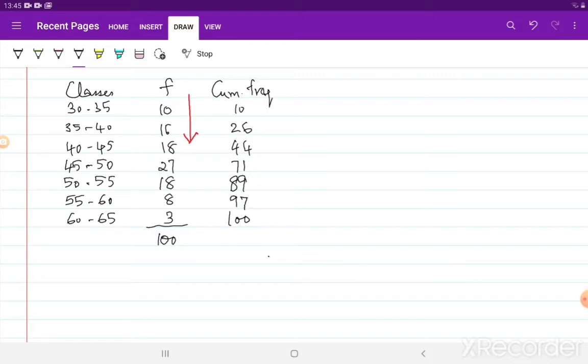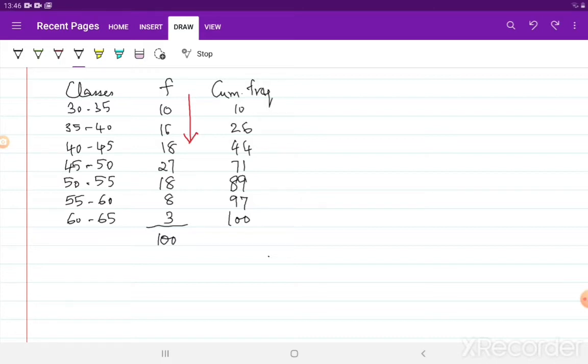I hope you remember how to read the cumulative frequency. I will always say that the number of observations less than 60 is 97. Number of observations less than 45 is 44 and so on. Right? So always remember how to read the cumulative frequency table. Now the question asks us to find the quartiles.